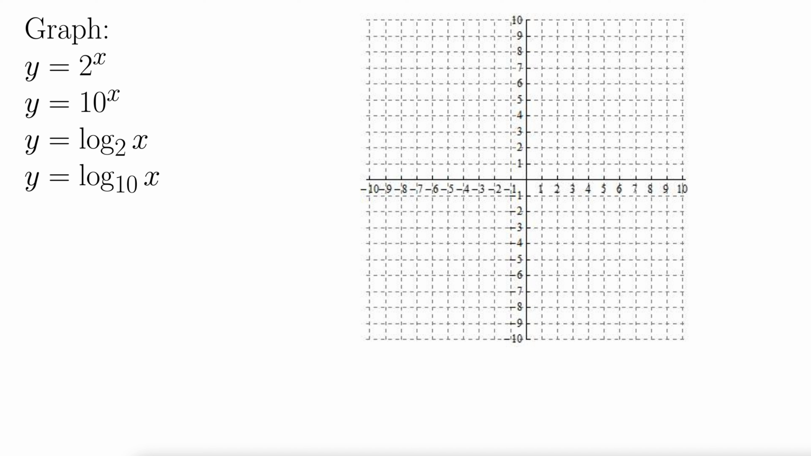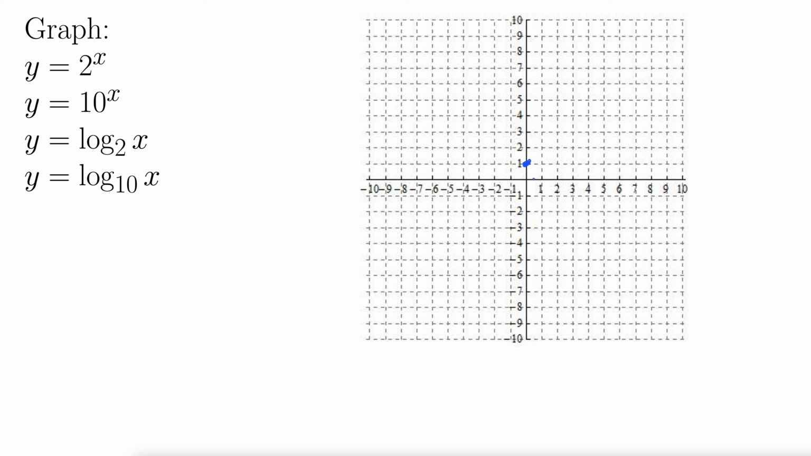In this example, we want to graph two exponential expressions and two logarithmic expressions on the same set of axes. So we have y equals 2 to the x and y equals 10 to the x. When you go to graph an exponential like this, let's do y equals 2 to the x, it always has an anchor point at (0, 1). All exponentials share the same anchor point as long as they're not shifted around.